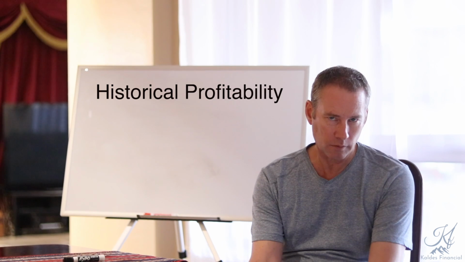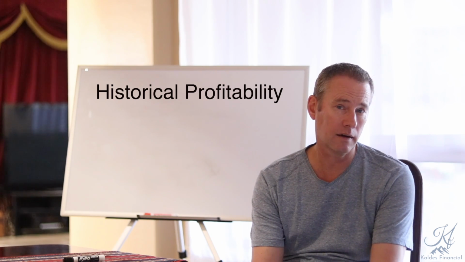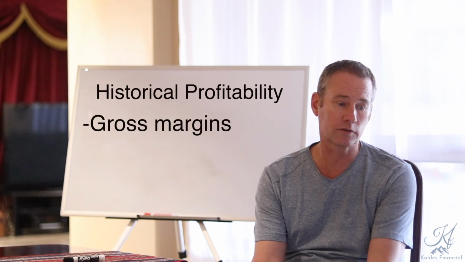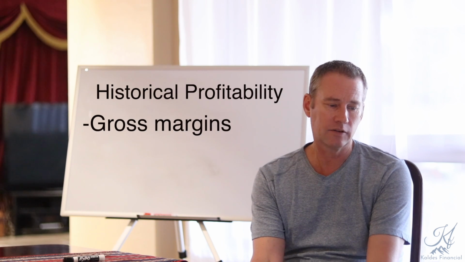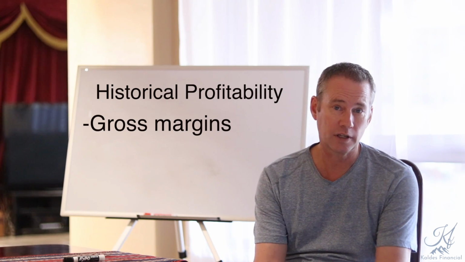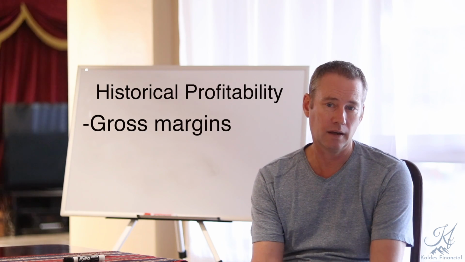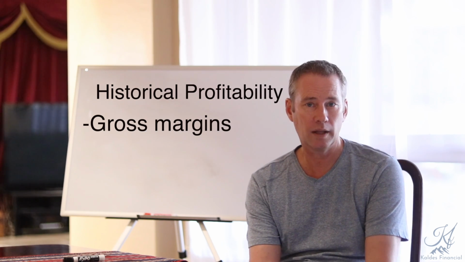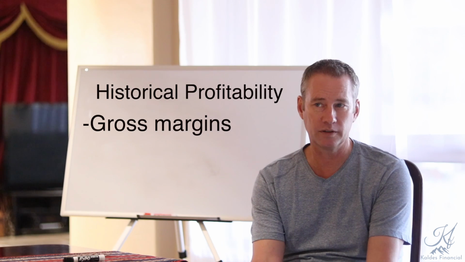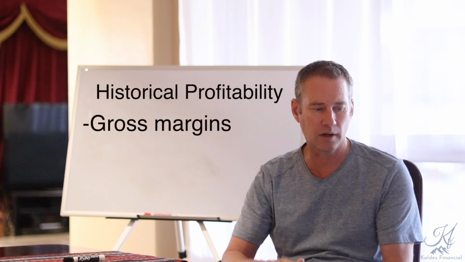We're talking about historical profitability. One thing that any lender will look at is gross margins. That is the basic measure of sales efficiency. It's like how many dollars of potential income will I make with the next dollar of revenue? What is that on average, and how does that change over time?